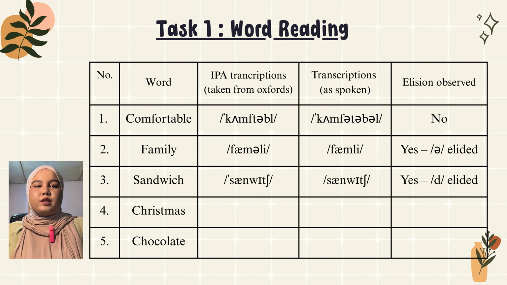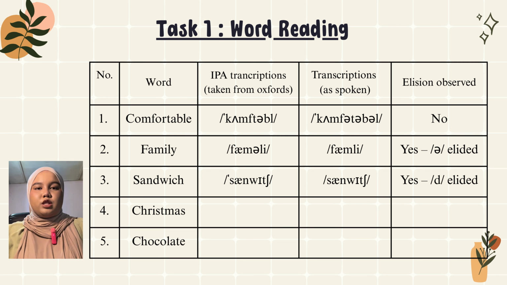Now, for the third word, sandwich. So here, there is an elision observed. The D sound is omitted in between the N and W sound. The cluster is simplified, which often happens in casual or rapid speech. It may also reflect mimicry of native pronunciation habits. So that is why it becomes "sanwich" instead of pronouncing the D sound.